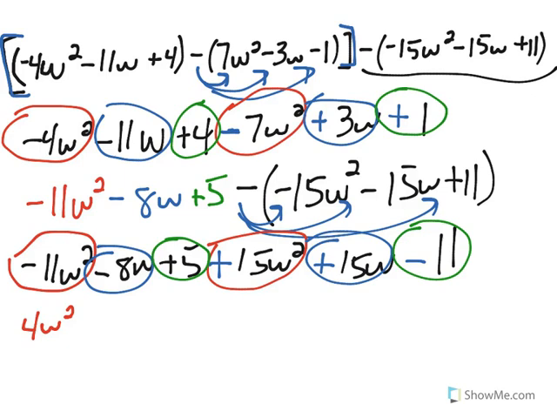And then the w's, negative 8 plus 15, that ends up being positive 7w. And then finally the 5 minus 11, those two constants, end up being negative 6. So that is my final answer.